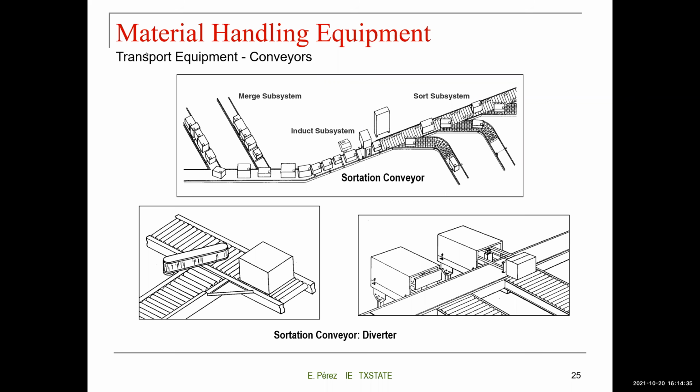So here you have different ways of separating the packages. This thing is going to be moving according to where the package is going, this direction or this direction. Or you have these pushing machines that, if the part is scanned and needs to go in this direction, will push it through the conveyor.